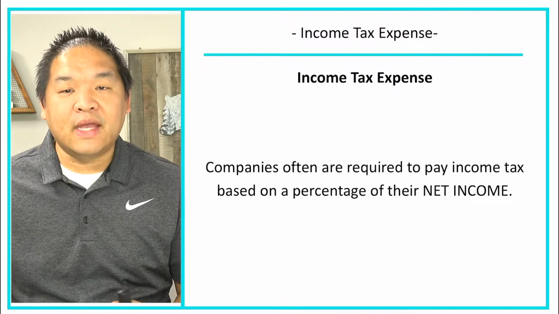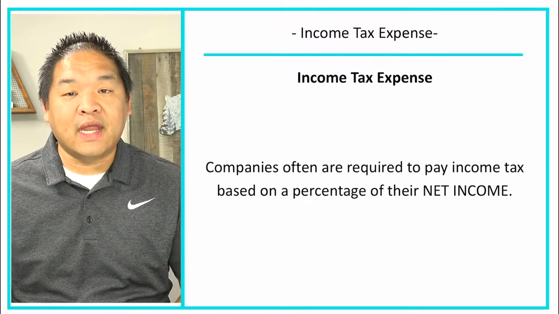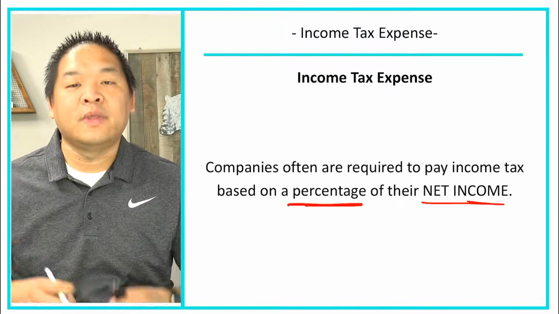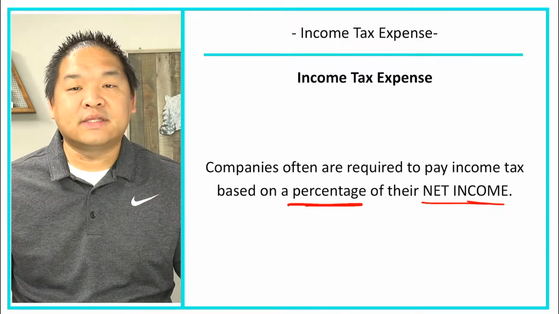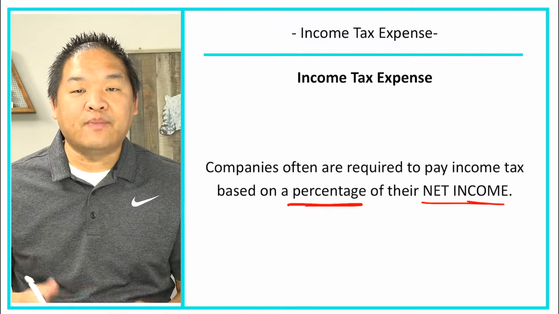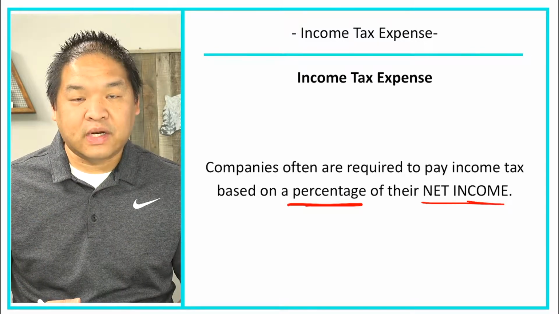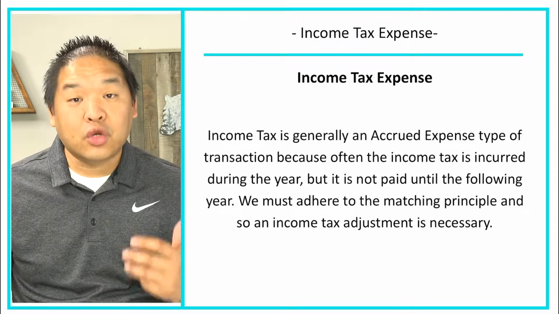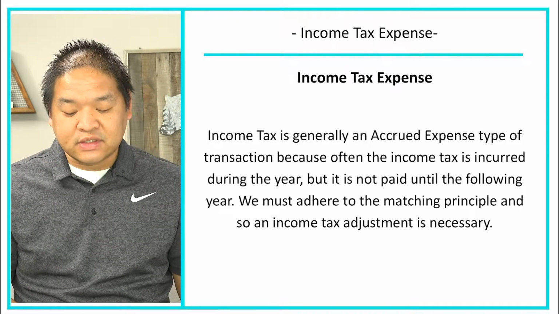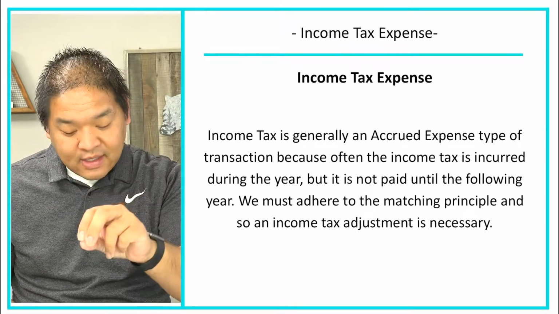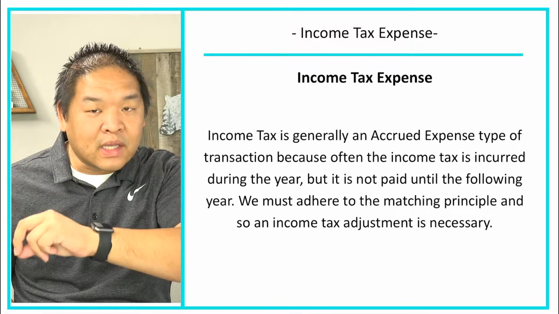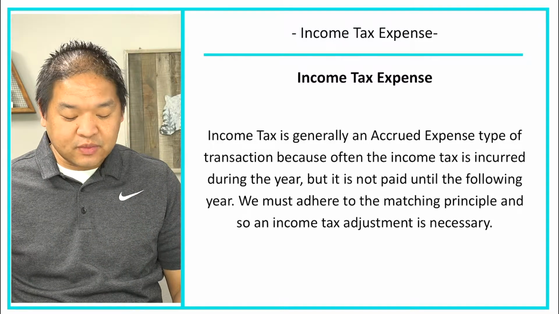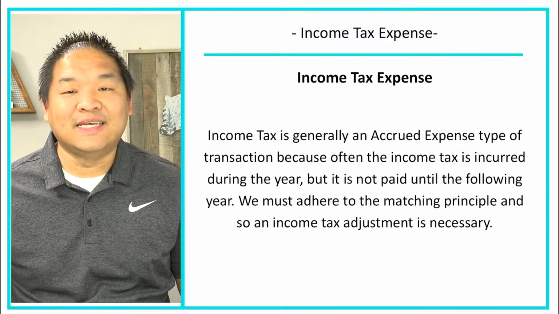Companies are often required to pay income taxes based on a percentage of their net income. Generally, they've got this net income, and then we apply a percentage to it, and whatever we get is the taxes that a company is going to have to pay. The problem is there's a timing difference, so we have to accrue those expenses prior to the payment. Income tax is generally an accrued expense type of transaction because it's often incurred during the year but not paid until the following year when the books are all closed. We must adhere to the matching principle, and so an income tax adjustment is necessary.